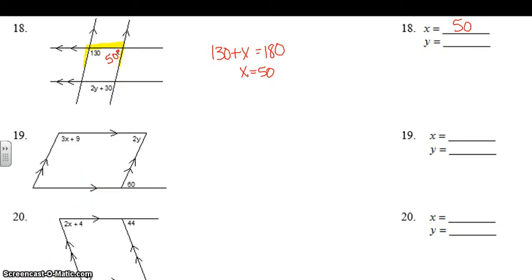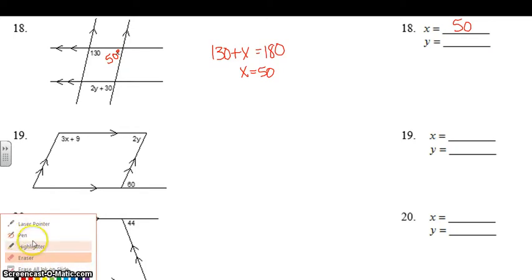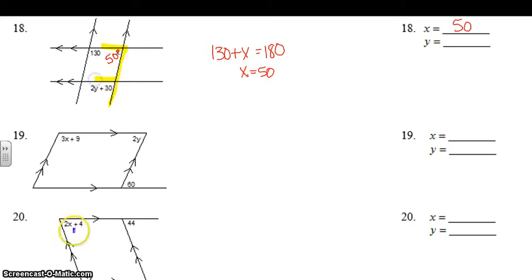And then hopefully you see that you have an F right here. And we know that F angles in the armpits, these are congruent to each other. So 2y plus 30 is going to equal 50. Subtract 30. 2y equals 20. Divide by 2, so y is 10.